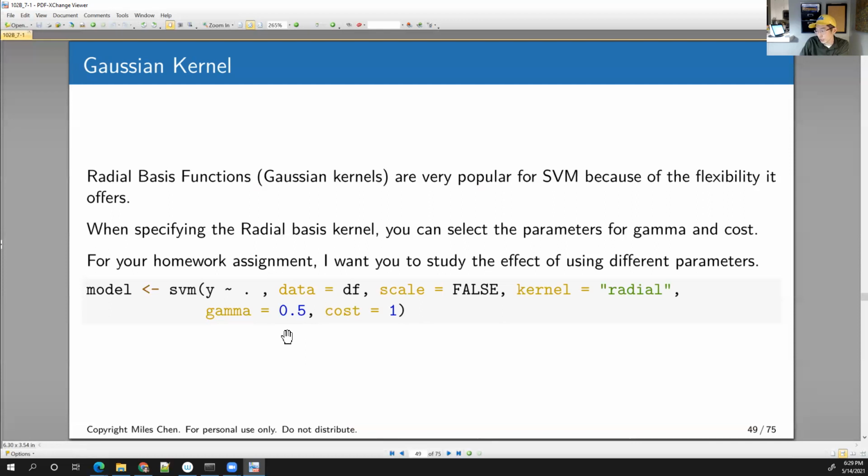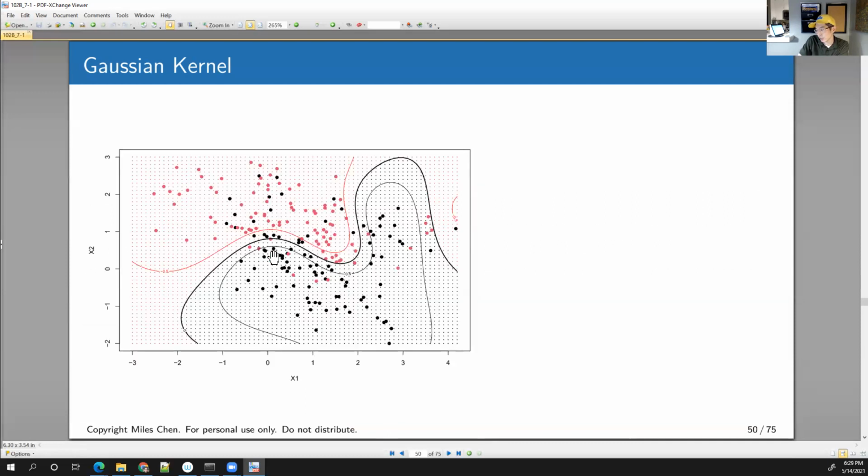Okay, so here I've got a fairly low gamma and an average-sized cost. This is going to be the boundary that gets drawn. And again, the thinner lines are parallel planes in this high dimensional, in our case, infinite dimensional space.